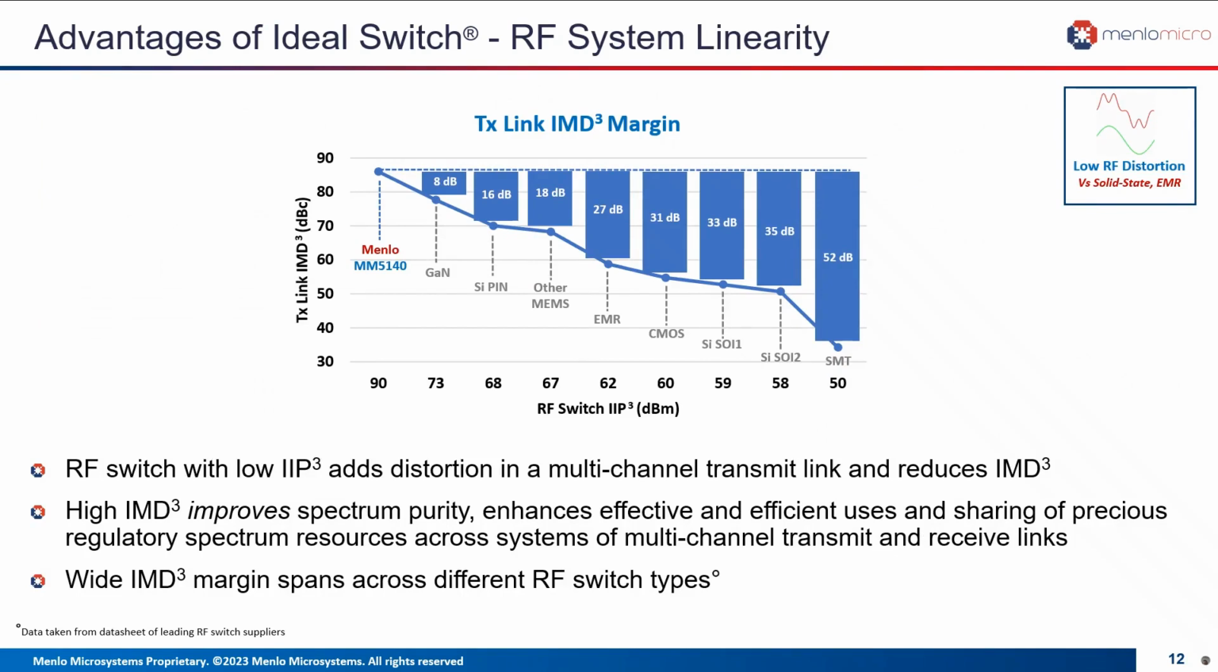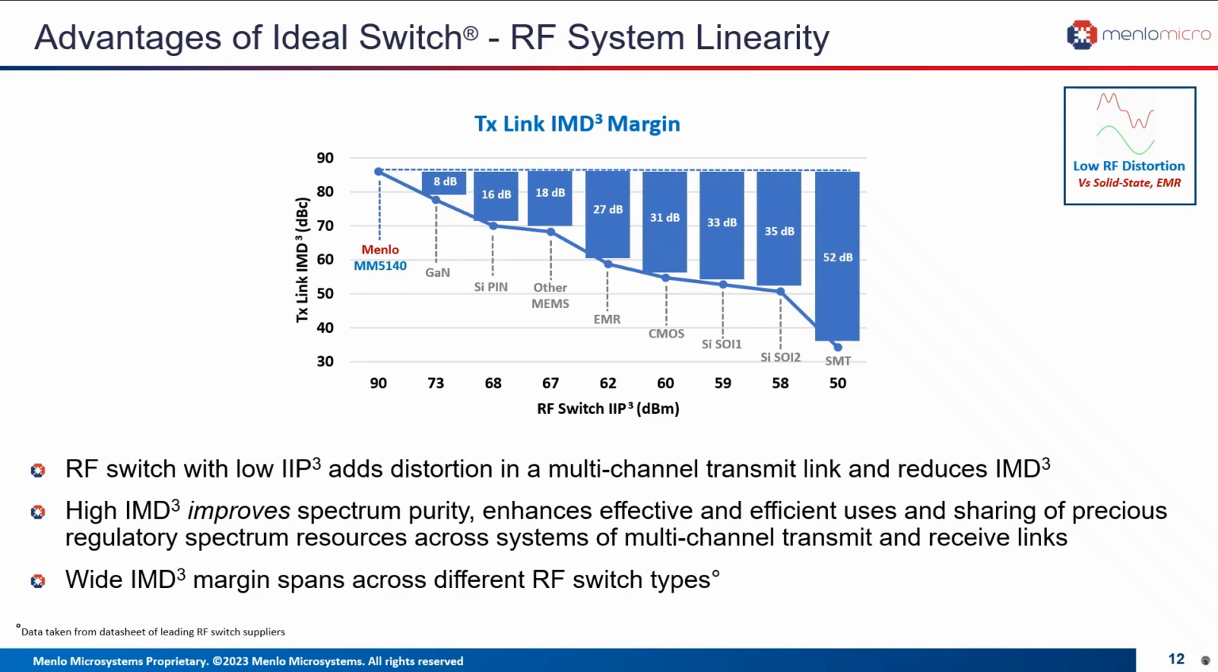So this chart summarizes a two-tone intermodulation distortion, or IMD, calculation for the RF system that was defined in the previous slide. We keep the RF system transmit and receive block, or black box parameters, shown in the previous slide's table the same, but the IMD is calculated using each of the 9 switches' IP3 specs. And you can see the differences across different switch technologies from different suppliers. Menlo's MM5140, which is one of our 8 gigahertz RF switch products, has the highest IP3, with an IMD margin of 8 to 52 dB across these different switch technologies.